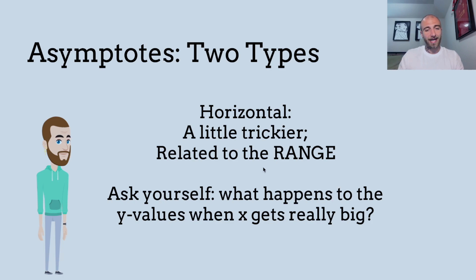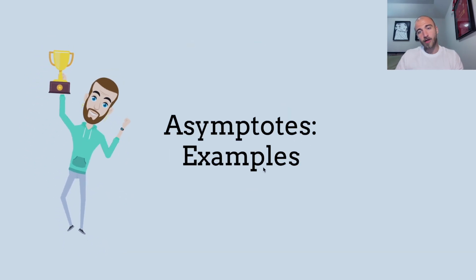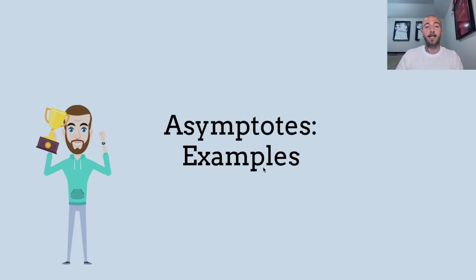And the good question to ask yourself when you're trying to figure out what the horizontal asymptote for a function is: what happens to the y values when x gets really big or really small, as in really big in the negative direction? Okay, let's go onto the notebook and do some examples.